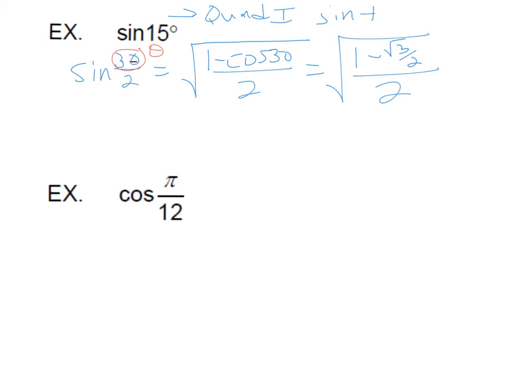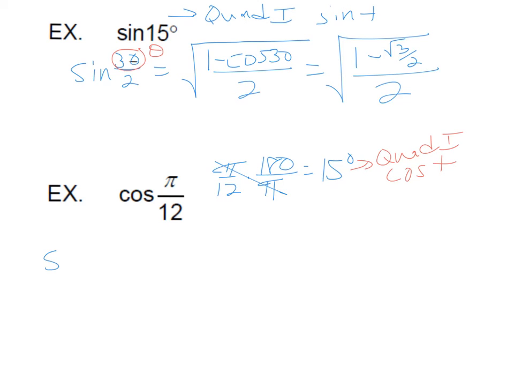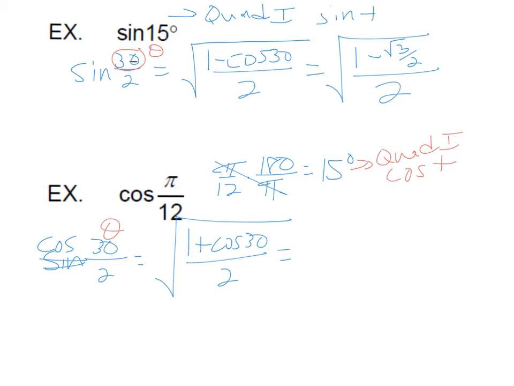Next is the cosine of pi over 12. So what we might want to do is convert to degrees. So pi over 12 is the same thing if we multiply by 180 over pi, converting radians to degrees, we get 15 degrees. And again, just like the previous problem, that's quadrant 1, and the cosine in quadrant 1 is positive. Now if I double 15 degrees, I've got 30. So I'm finding the cosine of 30 over 2, sorry. 30 is the theta. The formula for cosine is the square root of 1 plus cosine theta over 2. And the cosine of 30 is square root of 3 over 2 over 2.